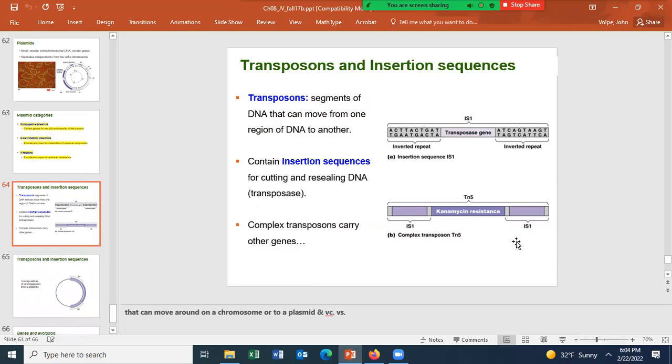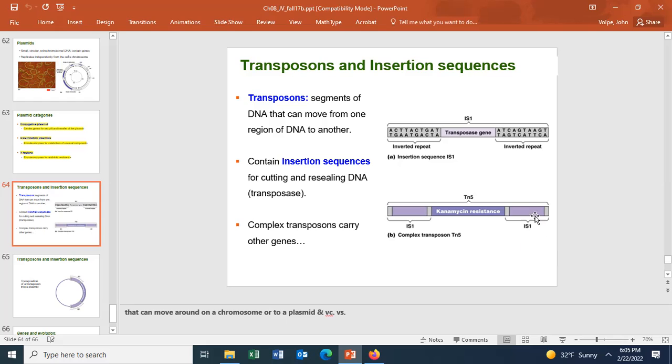Another way that genes can move around in a cell or in a population is by a transposon. Transposons are segments of DNA that move from one region of DNA to another. For example, a transposon in human DNA on the X chromosome could leave the X chromosome and then move to the first chromosome. Any questions about any of that? So transposons are pieces of DNA that move from one region of the DNA to another.